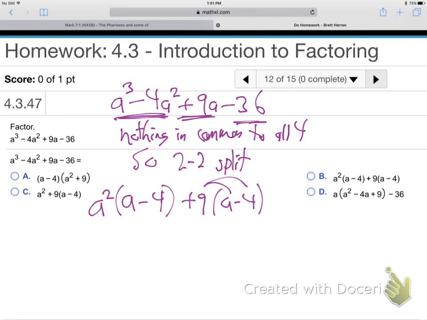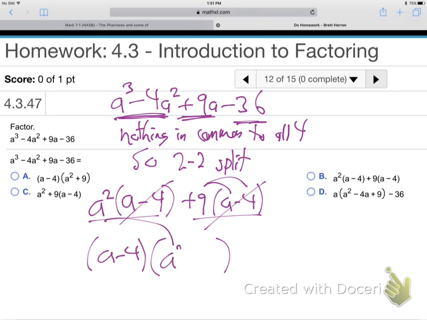One more step. How do you know you're not done? That plus sign, right? Plus sign outside of parentheses. You can't have that. You can never have loose pluses and minuses. Okay, so then you look at these two and you go, what do they both have? A minus 4. Put it in the front like that. Start a new set of parentheses. What's left over? A squared plus 9.